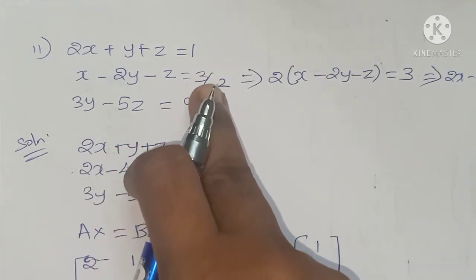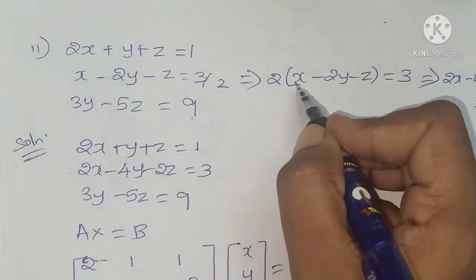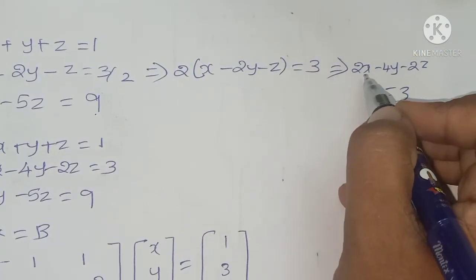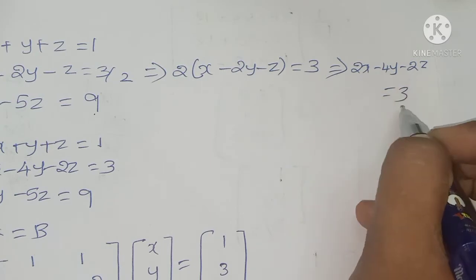So 3 by 2 fraction, if this 2 comes to this side, that is the left hand side, we get 2 into x minus 2y minus z. So equal to 3 2s are 6, 2 1s are 2. So 2x minus 4y minus 2z equal to 3.